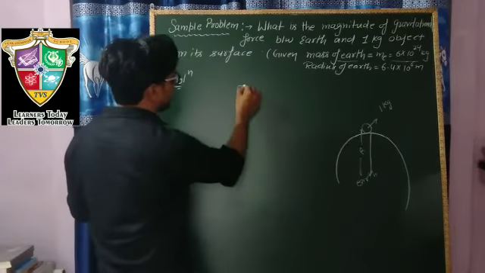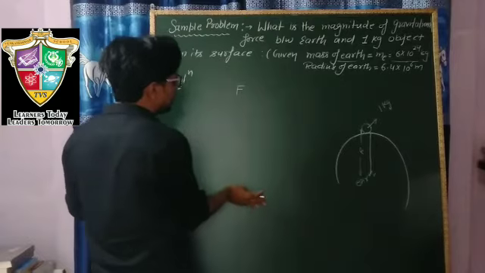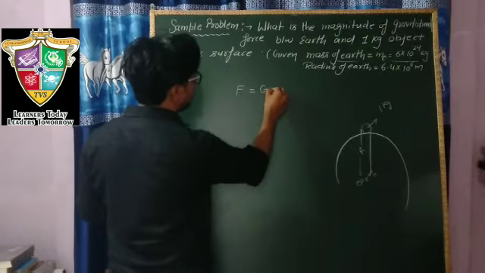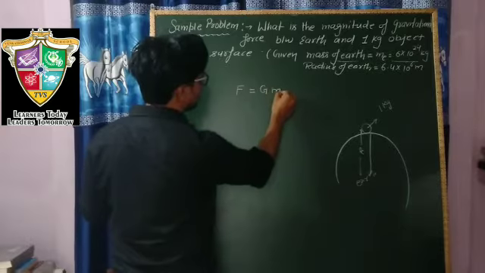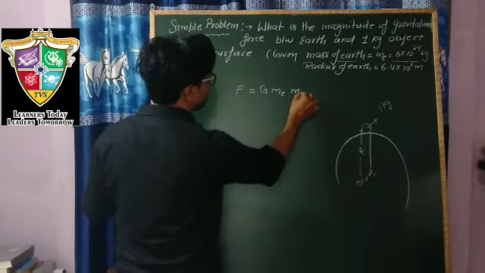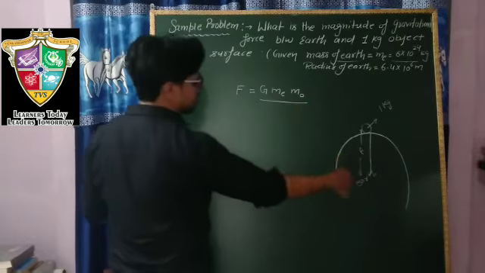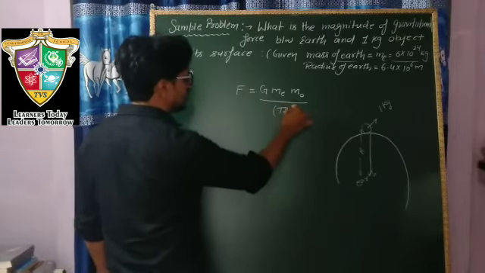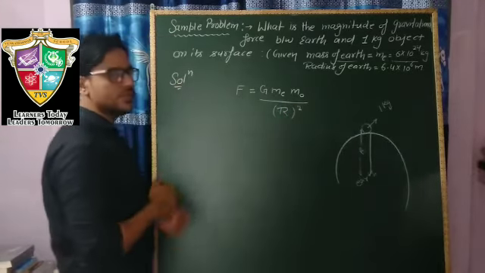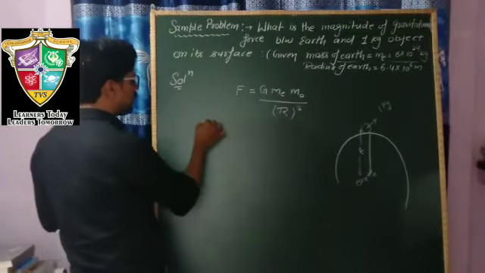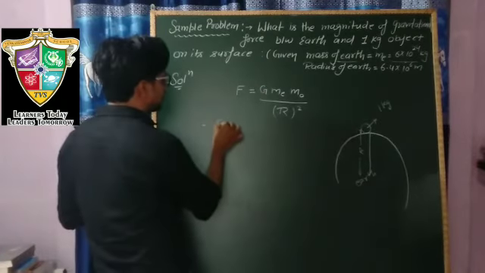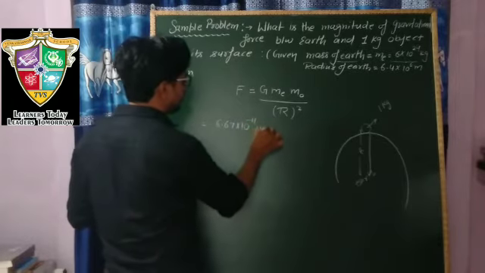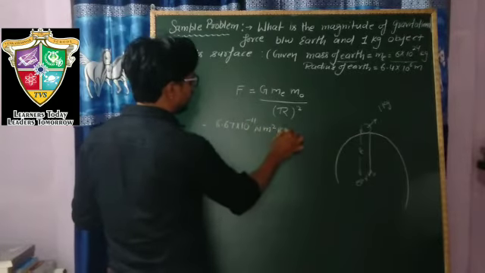Newton's law states that the force between two objects is given by the formula G times mass 1, that is the mass of Earth, and second mass, that is the mass of the object, divided by the square of the distance between them, and the distance between them is R, the radius of Earth. So this is the formula for force, and if we put in the value of G, it is 6.67 into 10 raised to power minus 11 Newton meter square per kg square.